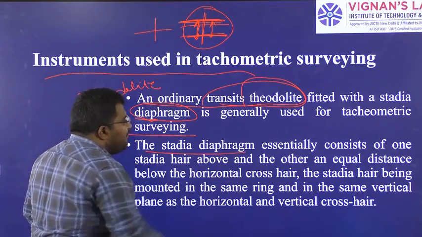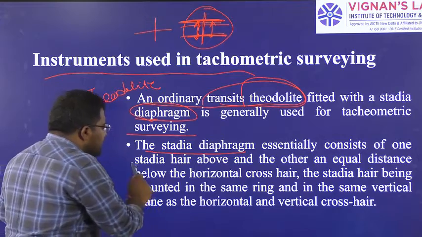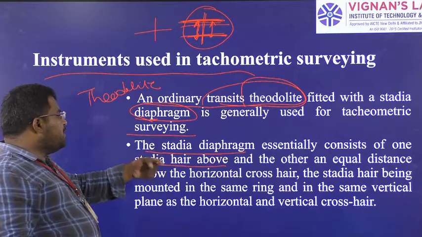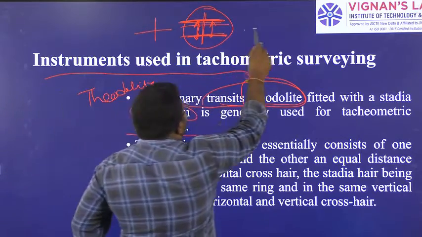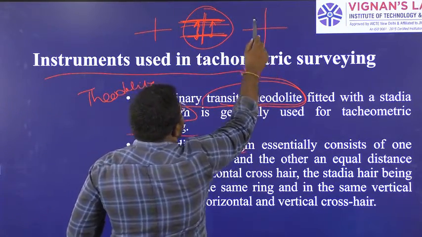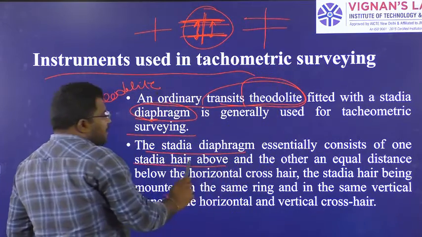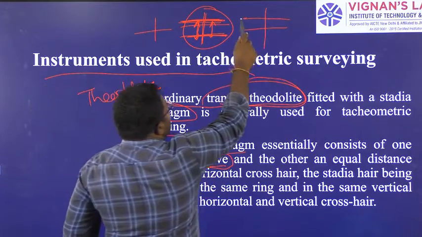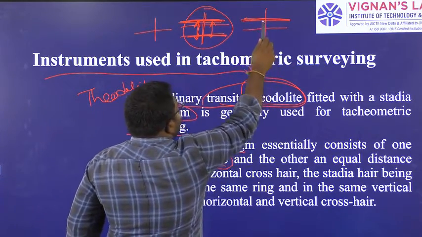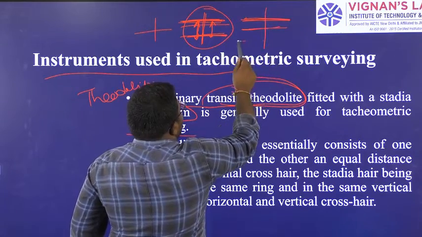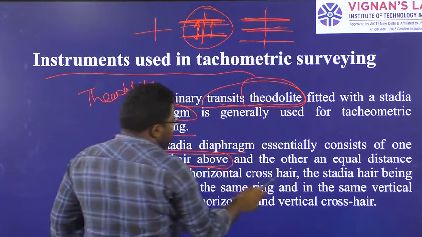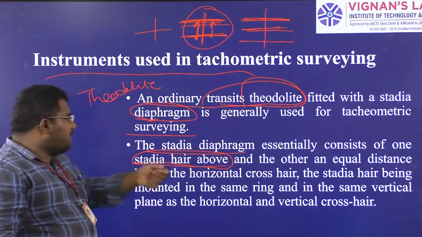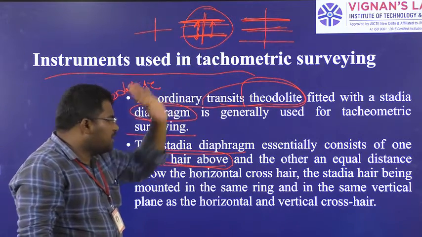Next, the stadia diaphragm essentially consists of one stadia hair above and another at an equal distance below the horizontal crosshair. Already I told that these are the vertical and horizontal crosshairs. It consists of one stadia hair above, and at the same distance from the middle we have another stadia line below this line. So that's what it is telling: one stadia hair is above and the other at an equal distance below the horizontal crosshair.